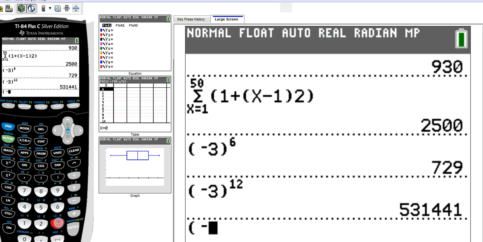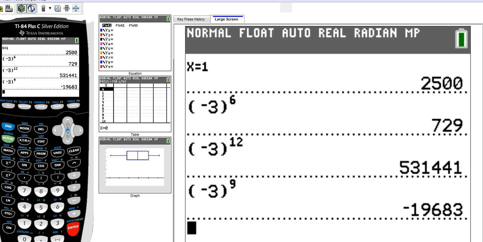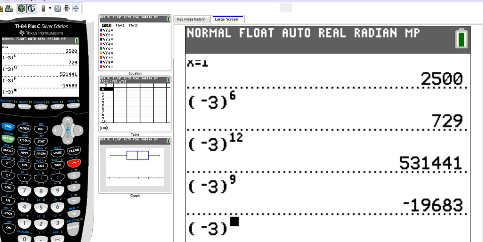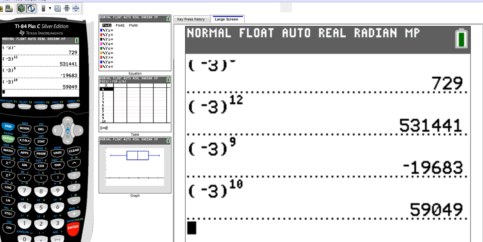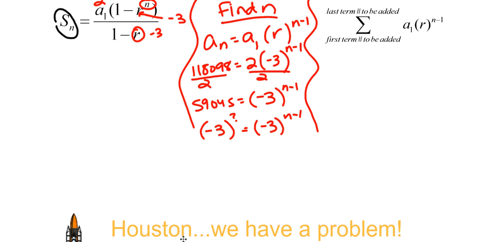Let's try -3 raised to the 9th. That's -19,683. Okay, I'm better. 19,000. Let me just try the 10th. Boom, there it is. That's the number I'm looking for. 59,049. So I can solve this using common bases. -3 to the 10th is the same as 59,049. So I'm going to write this as -3 to the 10th instead of a question mark. So now, if I have common bases, I can set my exponents equal and solve.